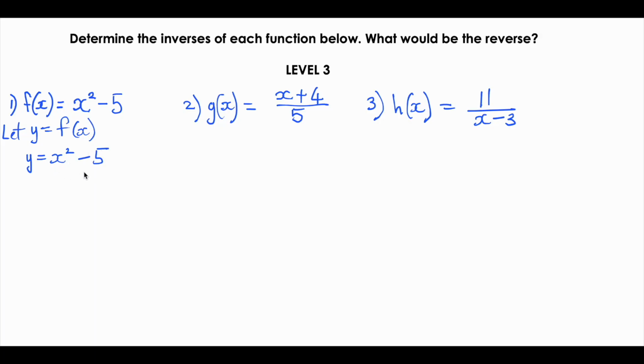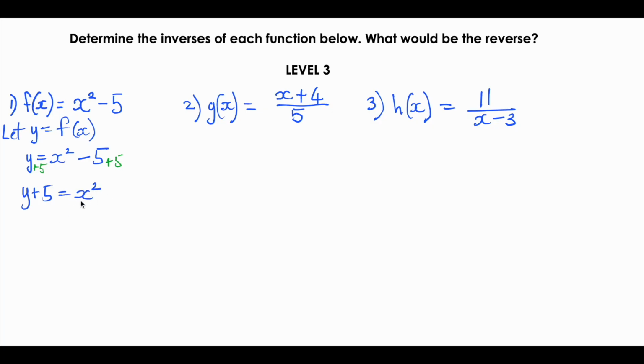Now, what's the problem here? What is the first thing we try to get rid of in this question? The minus 5. So how can we get rid of the minus 5? Add 5 on both sides. So we add 5 on both sides. Then that will give us y plus 5 is equal to x squared.